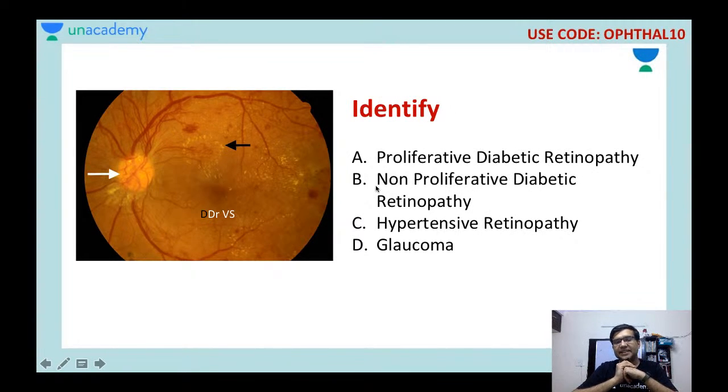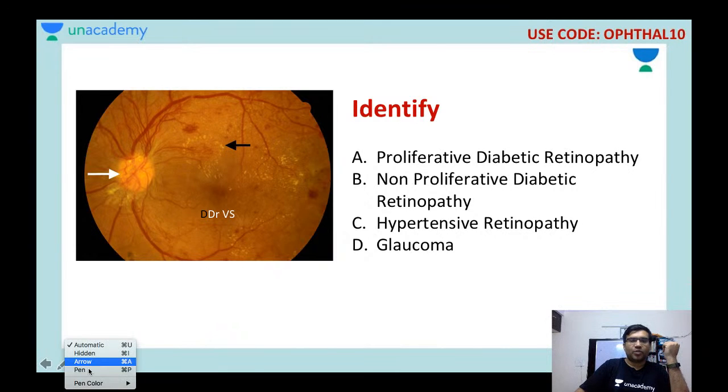So identify this picture. This is a fundus photo that we have given. In this fundus photo, you can see the optic nerve, and around the optic nerve, you can see some blood vessels. And elsewhere in the retina also, you are seeing some frond-type new blood vessels which are going from the arcade of the retinal blood vessel. So my question is, what is your diagnosis here? Proliferative diabetic retinopathy, non-proliferative diabetic retinopathy, hypertensive retinopathy, or glaucoma?